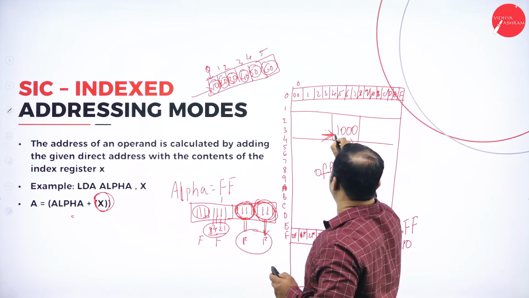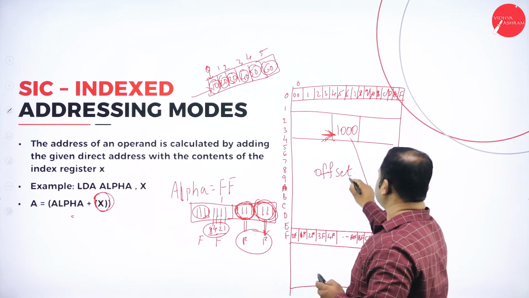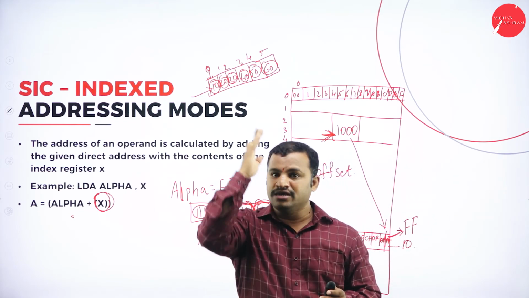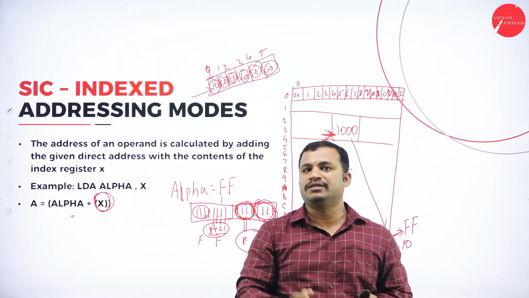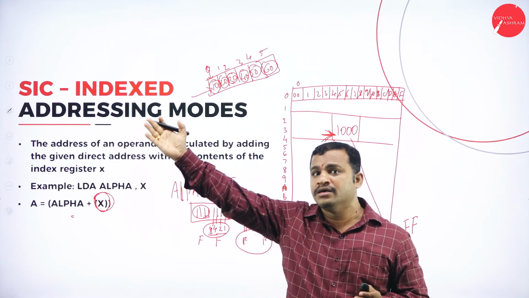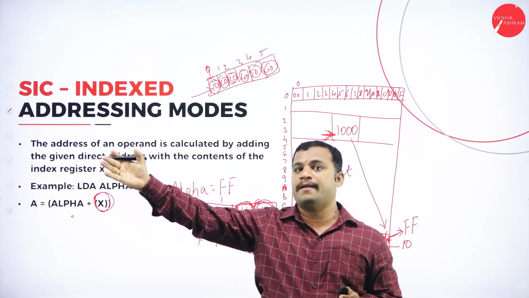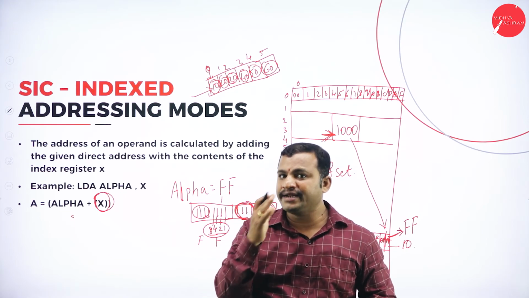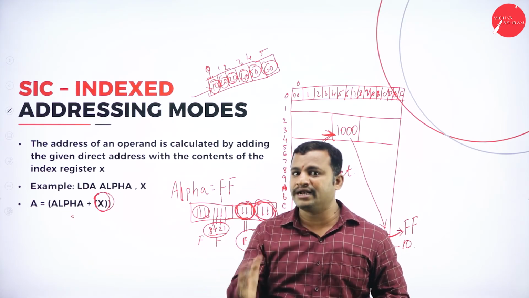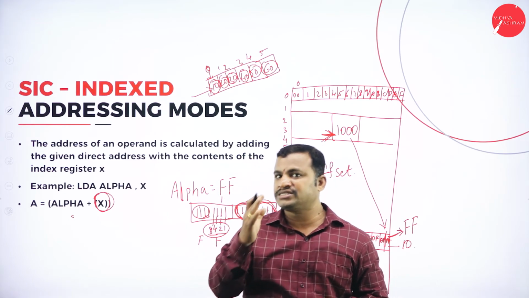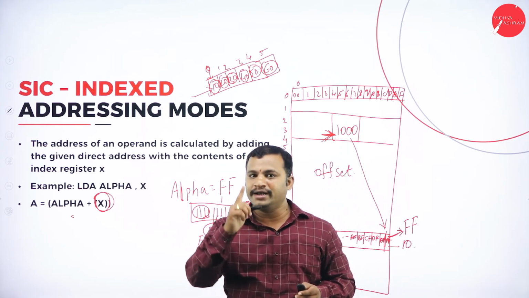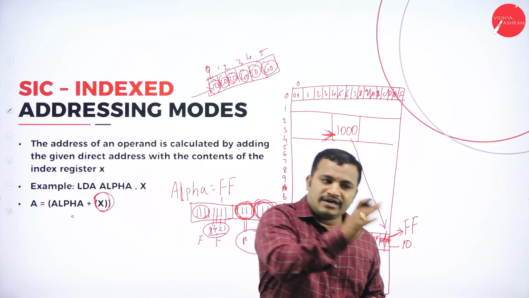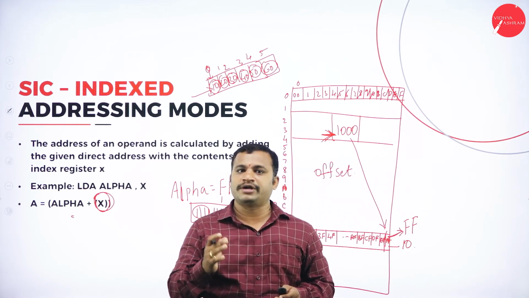The value which I stored, that is the initial value plus the offset, gives me the relative address. But this kind of relative address is not at all supported in the SIC model, that is the standard model, but it is supported in the SIC XE model. I hope you are following the difference between the direct addressing mode, indexed addressing mode, and the relative addressing mode. The SIC model supports only two types of addressing mode: one is the direct addressing mode and the other is the indexed addressing mode. The third, relative addressing mode, is supported in the XE model.